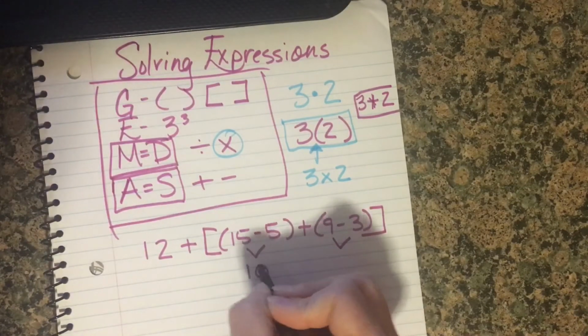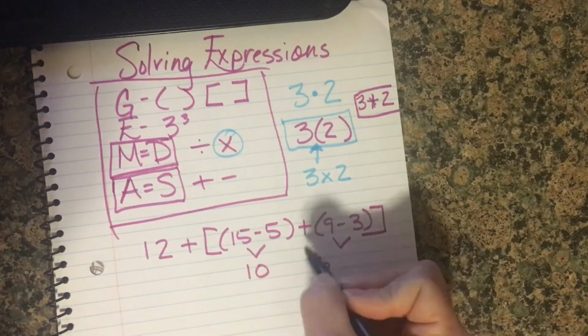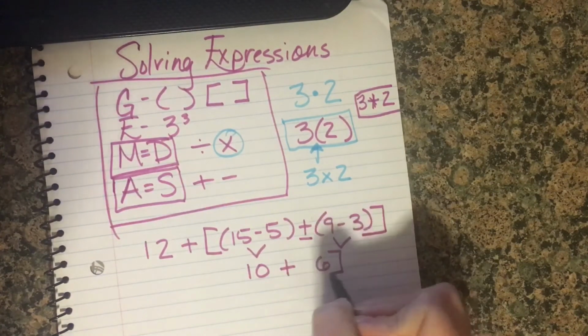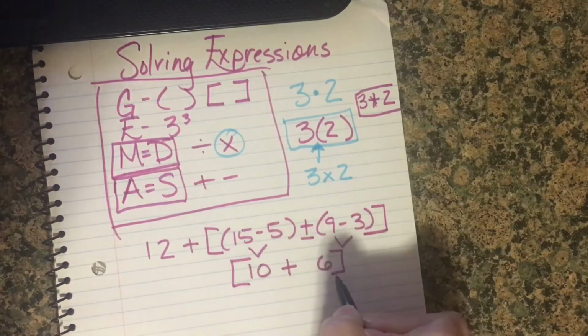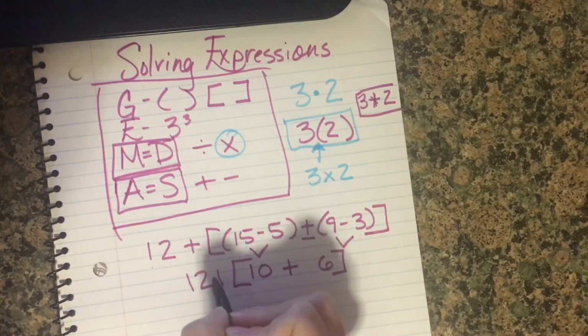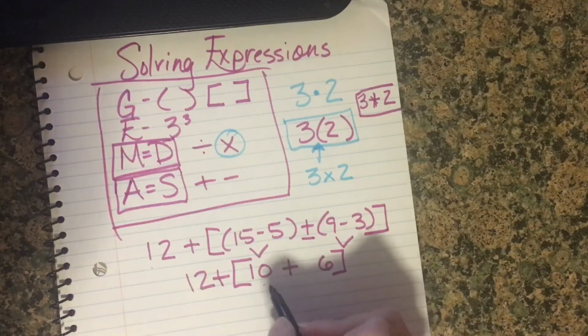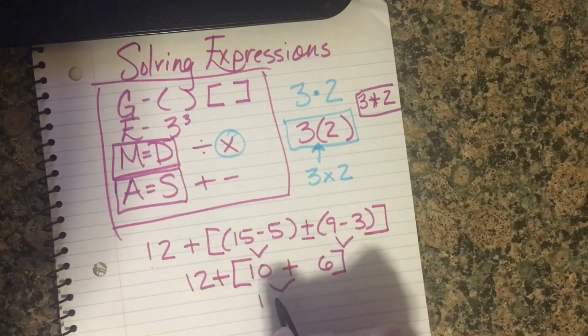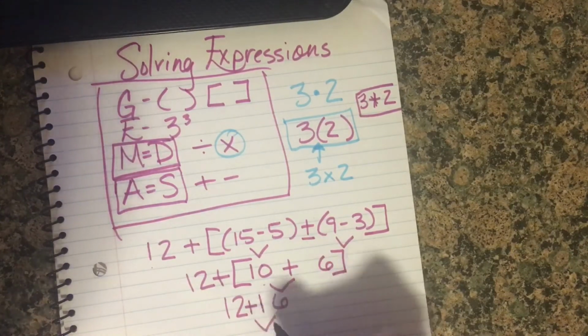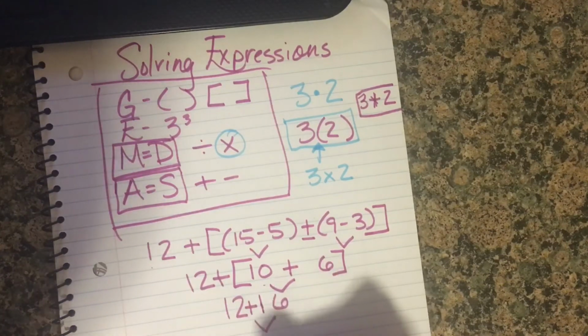15 minus 5 is 10 and 9 minus 3 is 6. This plus sign between them has to fall down, and they have to stay together in the grouping symbols until you get down to one single number. So this 12 plus up here is going to fall down. And now I have 10 plus 6 in the brackets. I'm going to solve that first, which is 16, and let the 12 plus fall down. And then I'm going to add these two together, and I get 28.